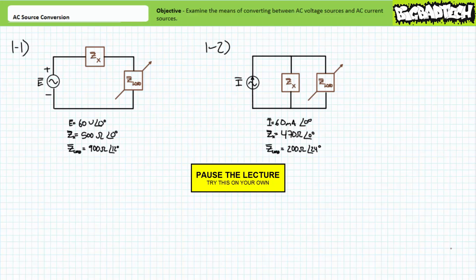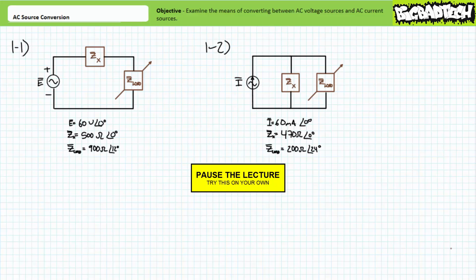Pause the lecture and take a shot at converting these sources into their otherworld equivalents. If it's a voltage source in series with a fixed impedance, swap it out for an equivalent current source in parallel with a fixed impedance. If it's a current source in parallel with a fixed impedance, change it to an equivalent voltage source in series with a fixed impedance. Ensure equivalency is maintained by solving for the voltage across the load and the current through the load impedance in both configurations. Ideally, either configuration will induce the same voltage drop and current through the given load impedance.